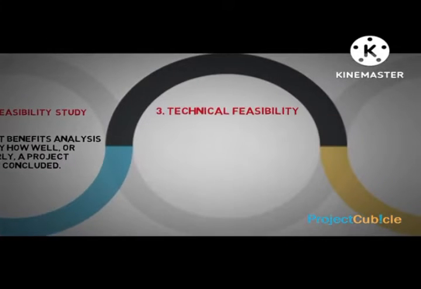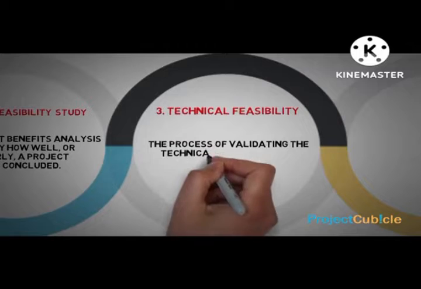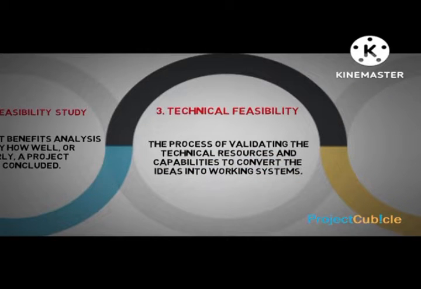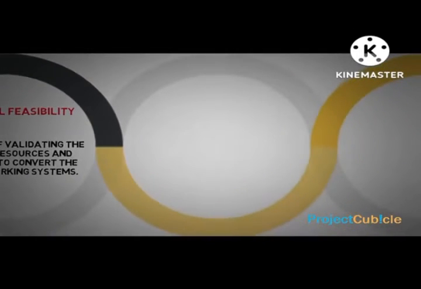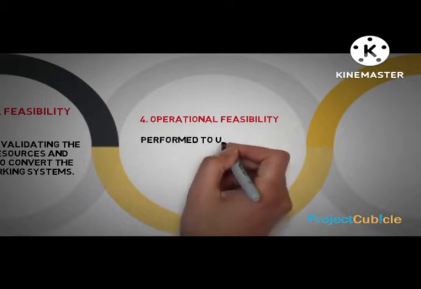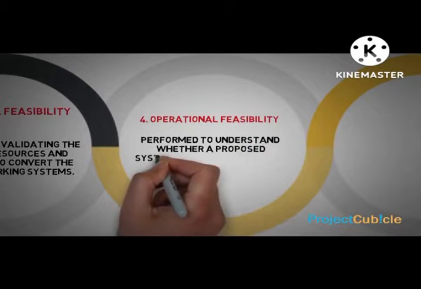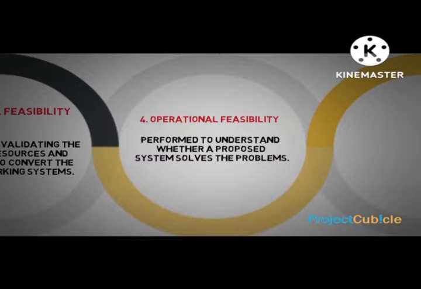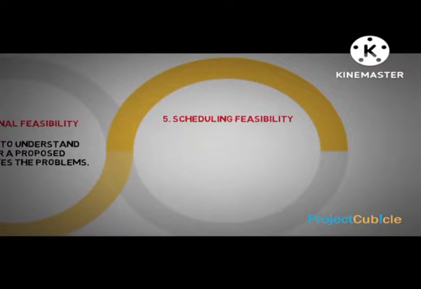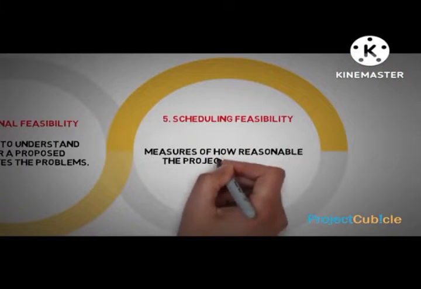3. Technical feasibility. The process of validating the technical resources and capabilities to convert the ideas into working systems. 4. Operational feasibility. Performed to understand whether a proposed system solves the problems. 5. Scheduling feasibility. Measures of how reasonable the project duration is.